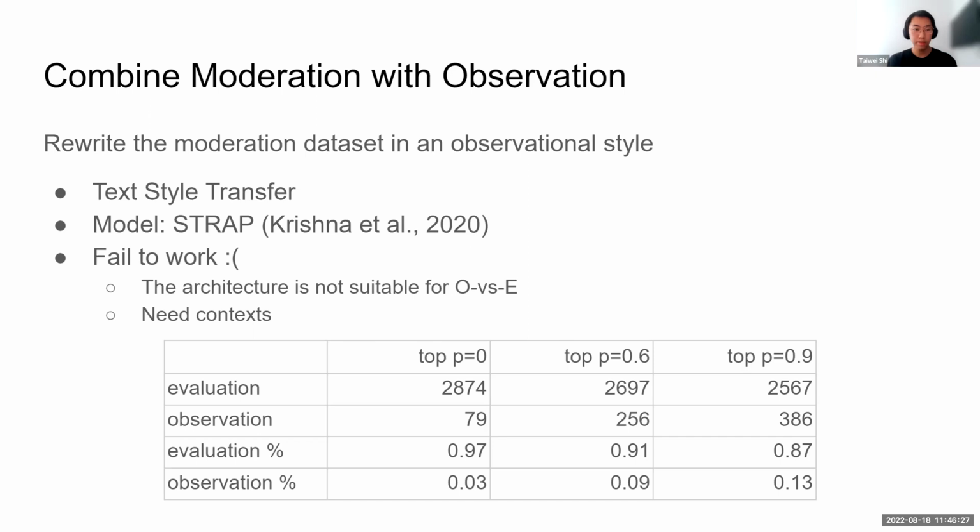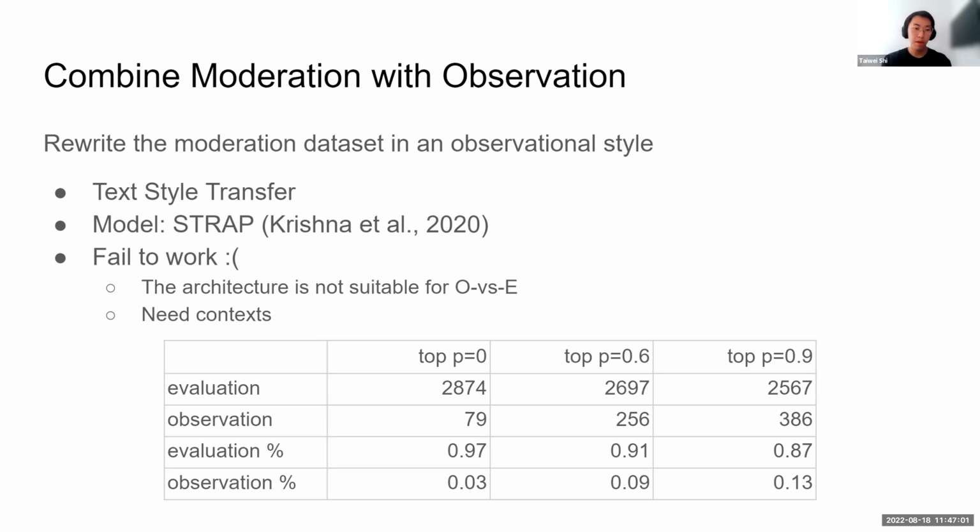One way to do it is to rewrite the moderation dataset in an observational style. So we tried text style transfer and implemented a model called STRAP, which is a style transfer model that works pretty well on transferring styles like African-American vernacular English or Shakespeare literature. However, it doesn't work so well at transferring evaluation to observation. As you can see in the table here, only about 13% of the evaluations are successfully transferred to observation.